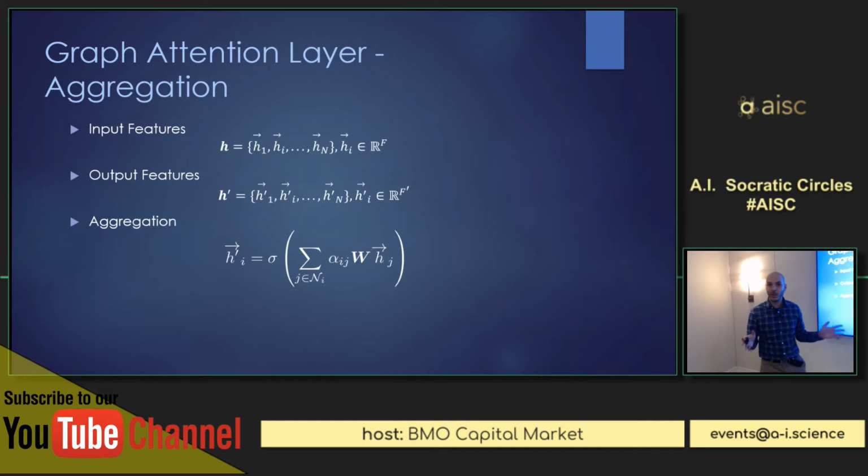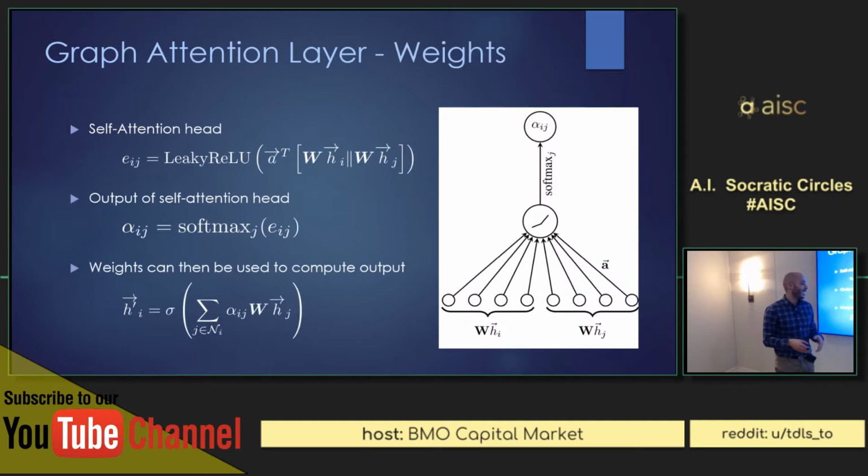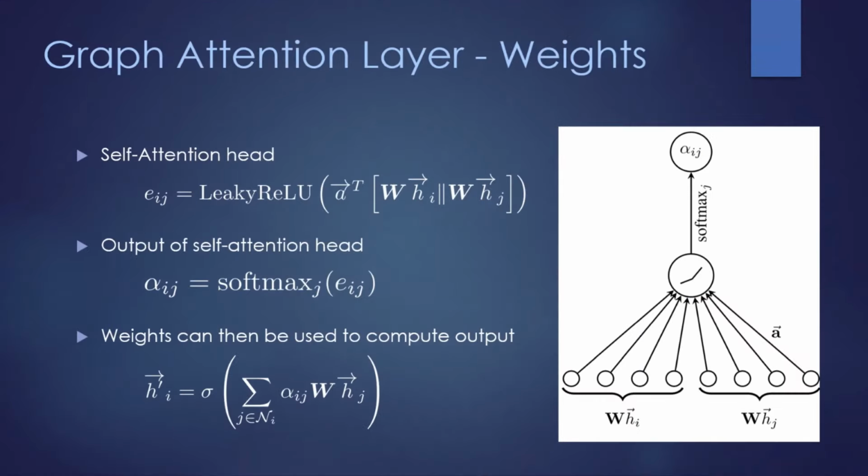Now the main question here is, how do you compute alpha? That's basically the meat of the topic in this paper. Self-attention head. So how do you compute alpha, which are the weights in how you're going to aggregate the neighboring node features together?